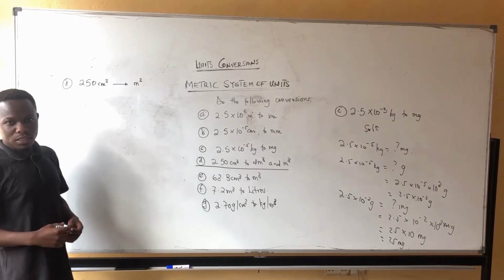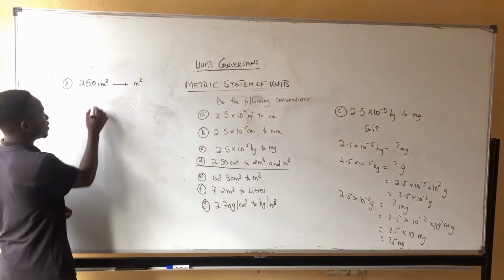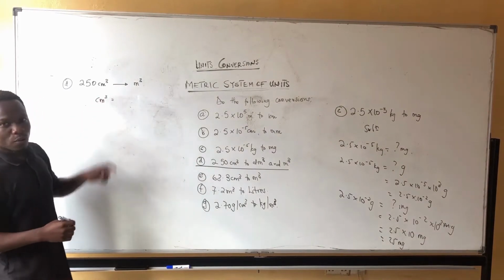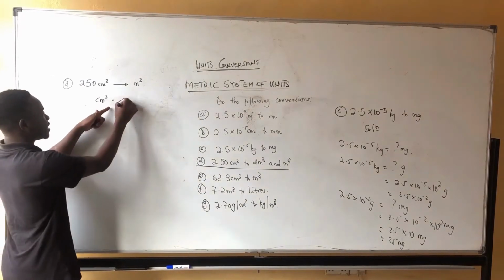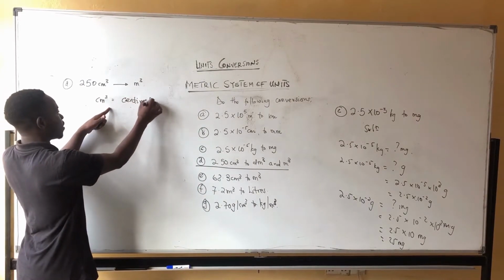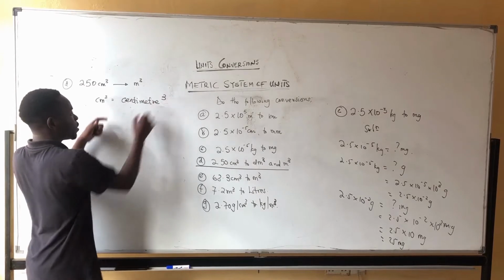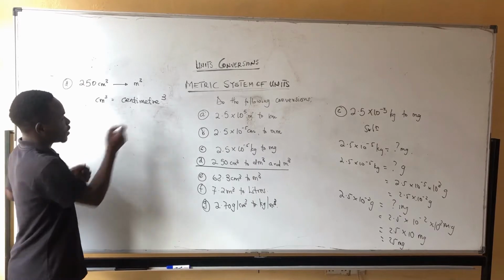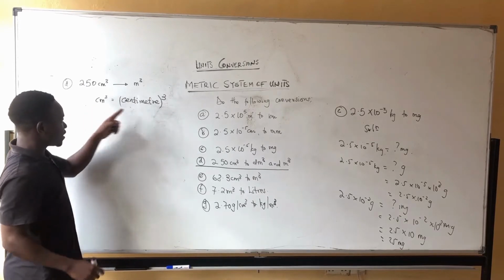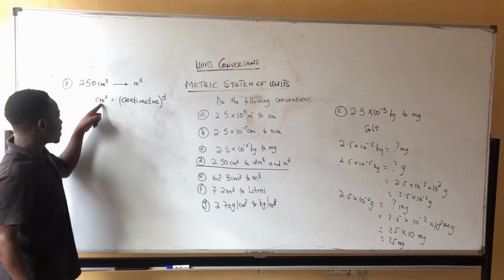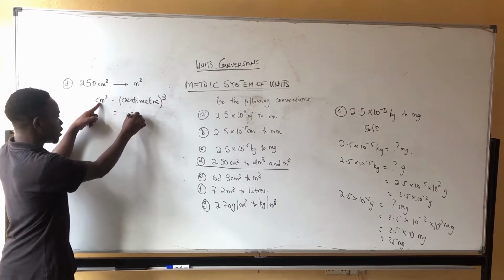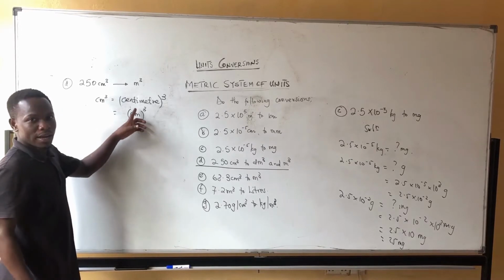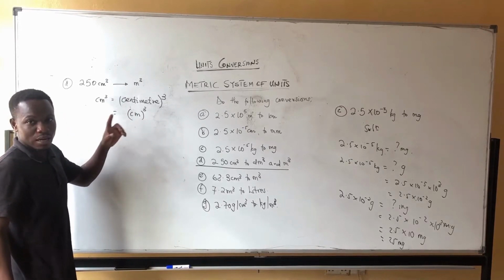Before we proceed, I'd like you to know that when writing centimeter cube like this, the cube is not on the meter only, it's for the whole of it. So this actually means it's the same as (centimeter) cubed. The cube is not for the meter, it's for both the centi and the meter. You need to understand that.